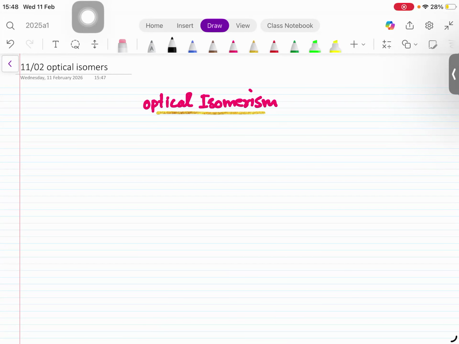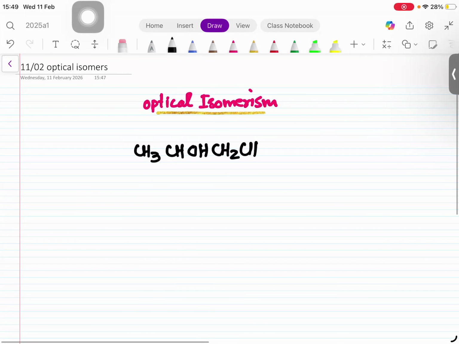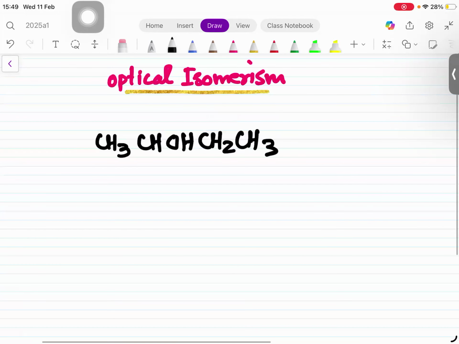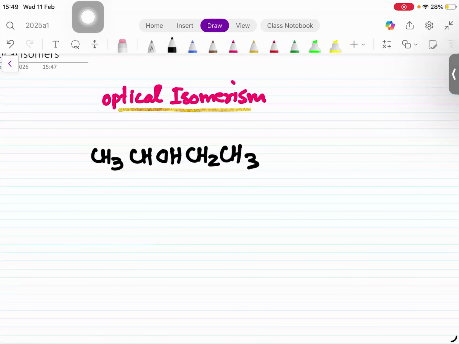We learned how to identify the chiral carbon. Today we are going to draw the optical isomers. For example, there is a compound. Please look at this: CH3CH(OH)CH2CH3. Is there any chiral carbon in this compound? Yes. Which carbon? This one.